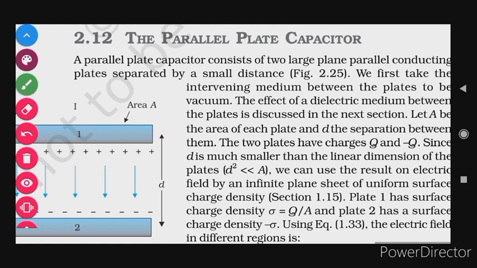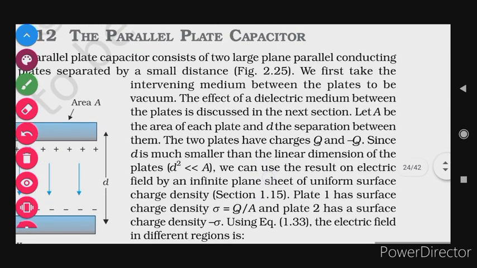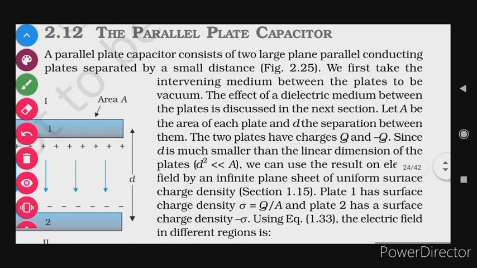As we have seen in the previous video, a capacitor is a device in which we store energy. It is an arrangement of two conductors. So we'll see a parallel plate capacitor. Obviously, in this there will be two conducting plates, which will be placed parallel to each other. So let's start. I read the NCERT for you and explain it line by line.